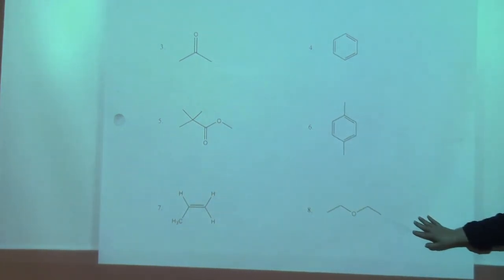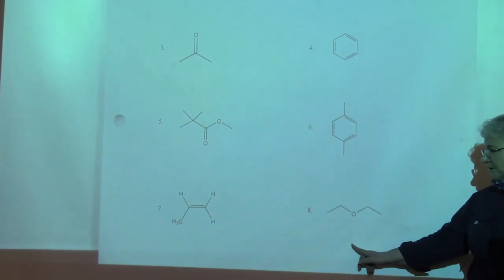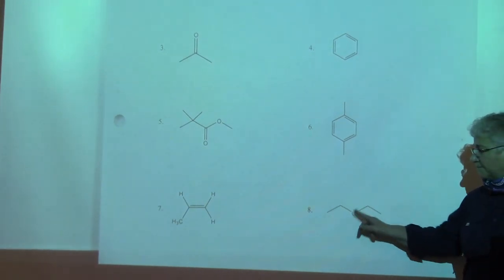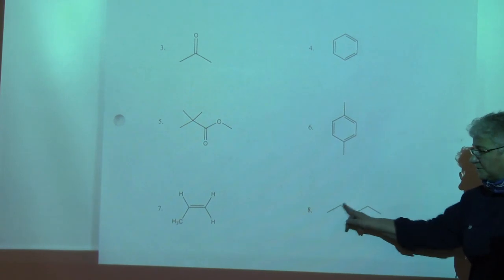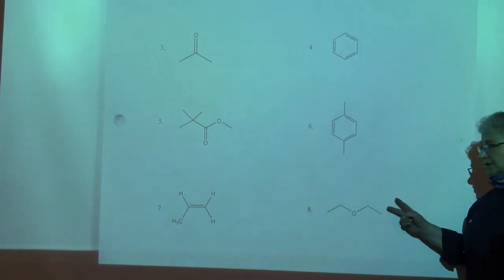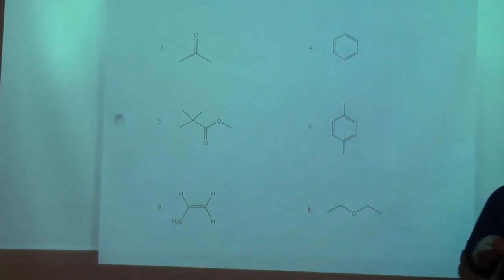And then over here, plane of symmetry through there, same, but these 2 are different from each other, so the correct answer here would be 2 types of hydrogens.